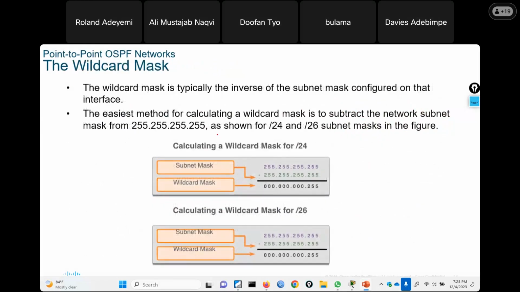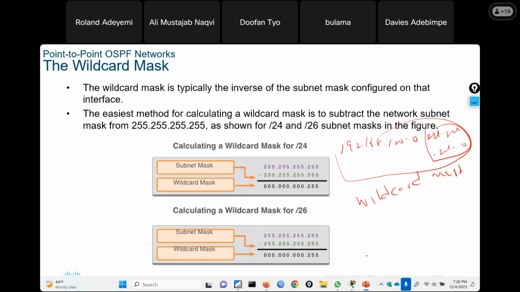But I need to show you guys something here. And I did this deliberately. When we advertise the network, I put 192.168.100.0, then 255.255.255.0, which is the subnet mask. But OSPF does not really use this. They use what we call wildcard mask. What is a wildcard mask? Wildcard mask is the inverse of subnet mask.